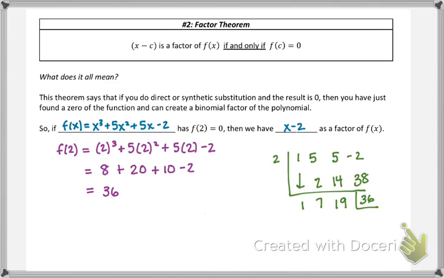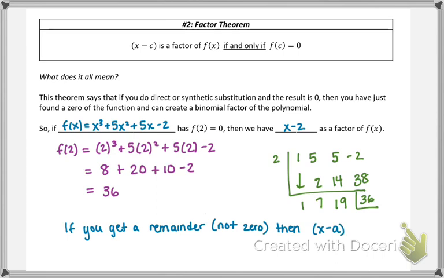So if you get a remainder that is not 0, then x minus a, or in this case x minus c, is not a factor, meaning that it doesn't divide in evenly.